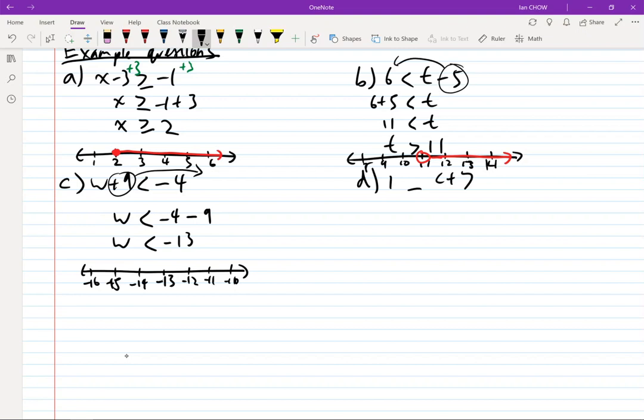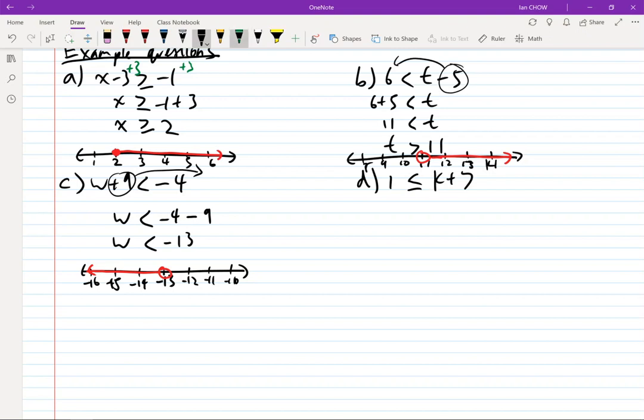And so if w is less than negative 13, it's not including negative 13. So it's going to be a hollow dot at negative 13. And then for less than, we can take any of the values on the left side. So I'm going to draw an arrow pointing to the left, and that is how we graph C. Then for D, I know I accidentally rubbed off part of the equation. It's 1 is less than or equal to k plus 7.